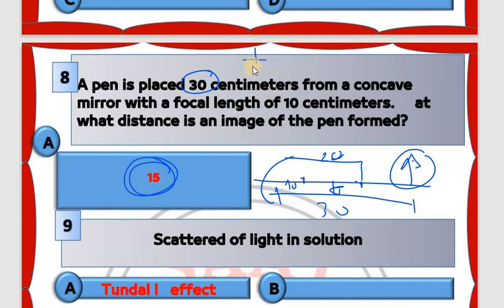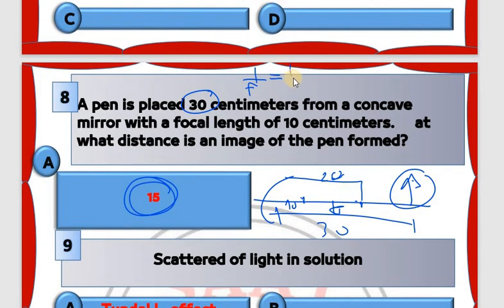Or use 1 over F equals 1 over the image distance plus 1 over the object distance. 1 over 10 equals 1 over 30 plus 1 over x. So 1 over 10 minus 1 over 30 will be 1 over 15. 1 over 15, the reciprocal is 15.